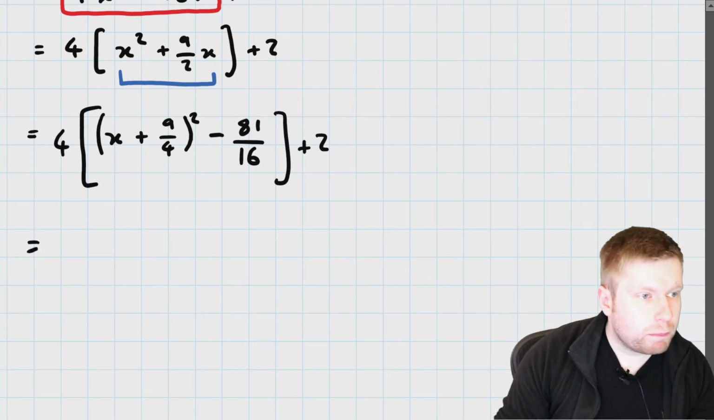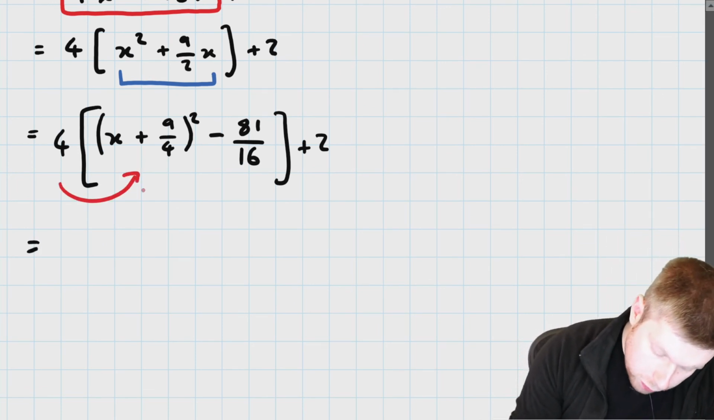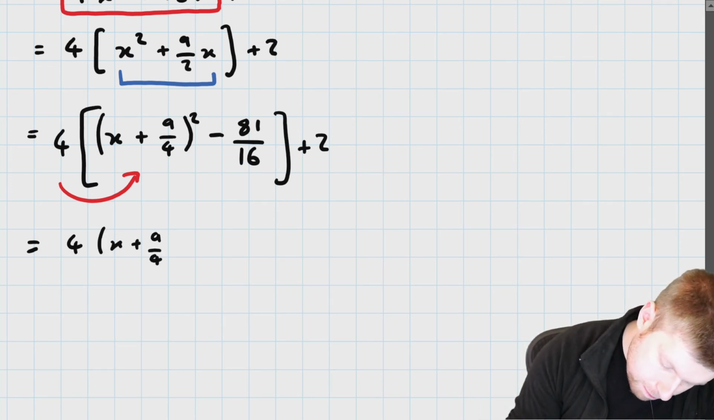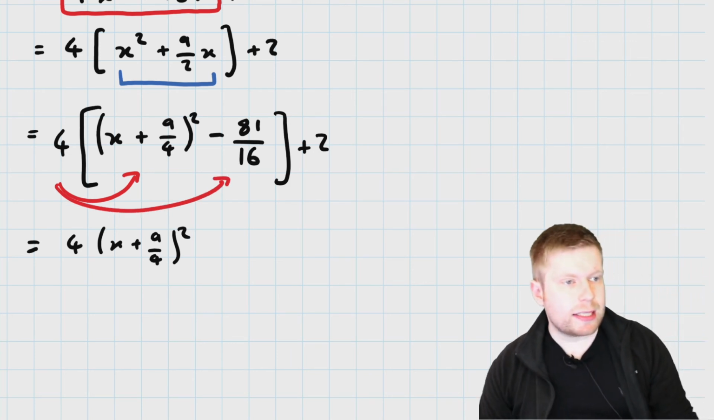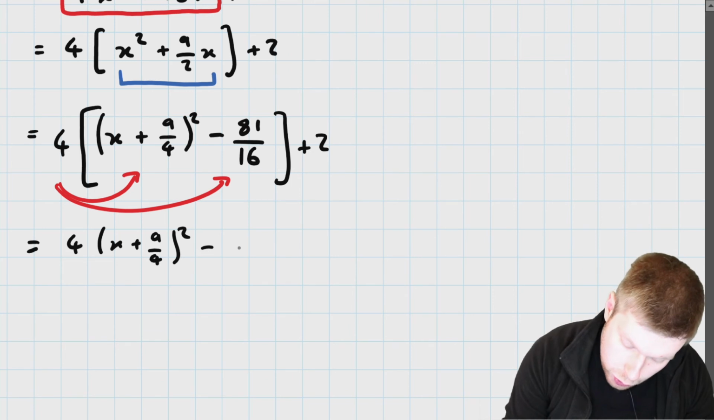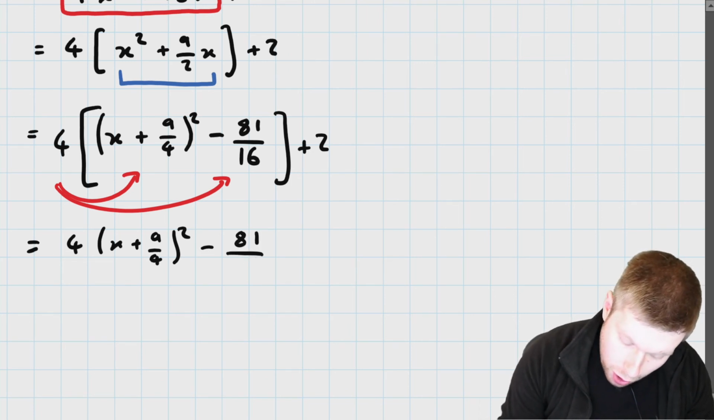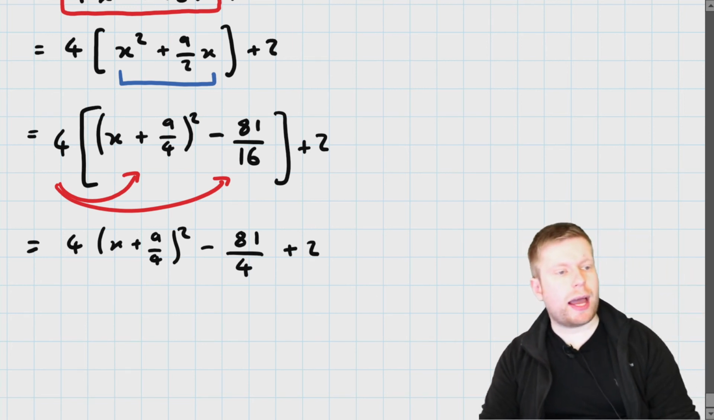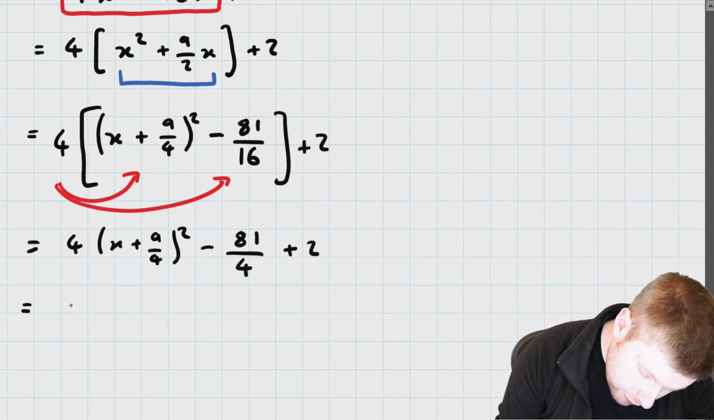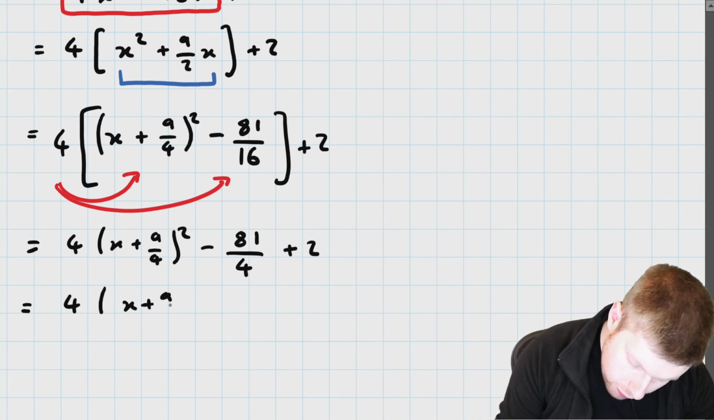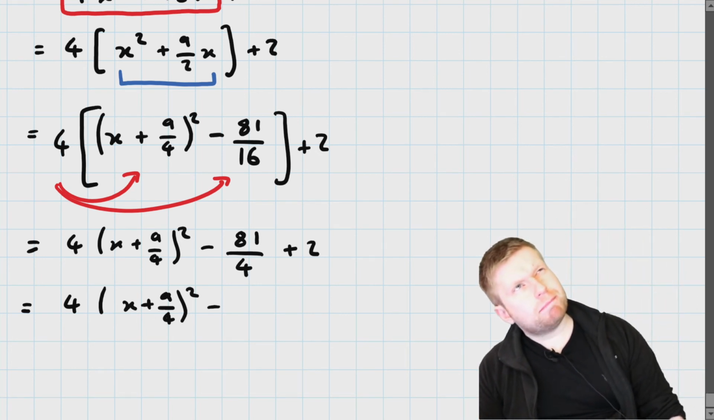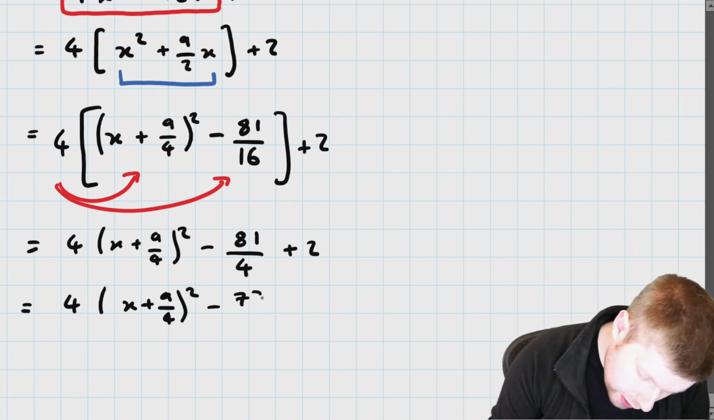Now I expand it out. I take the 4, and I multiply it by the first term, so I get 4 times by x plus 9 over 4 all squared. And I also get that 4 times by the second term. So 4 times by negative 81 over 16. Stick it in your calculator if you're not sure, but it's going to be negative 81 over 4. And I'm just going to have to add on 2 there. Adding on 2 is a bit like adding on 8 over 4. So that's going to give me 4 times by x plus 9 over 4 all squared minus, that's going to be negative 73 over 4.